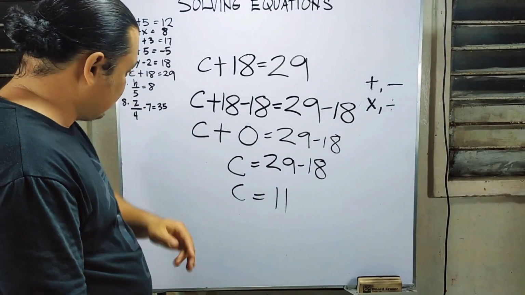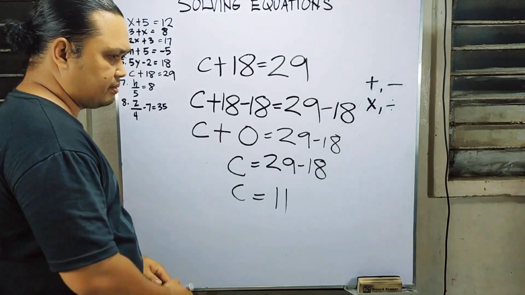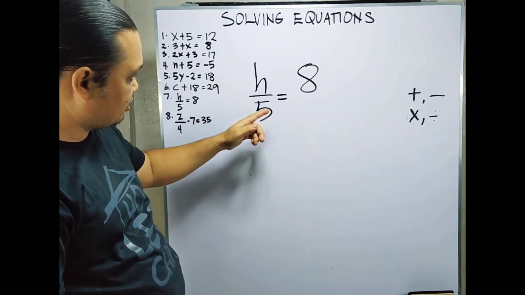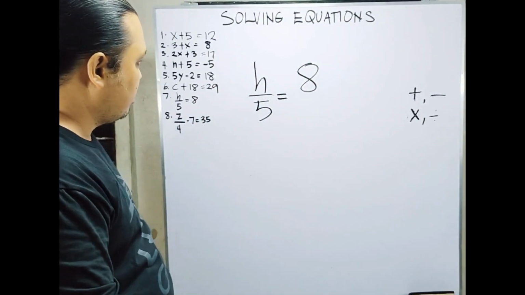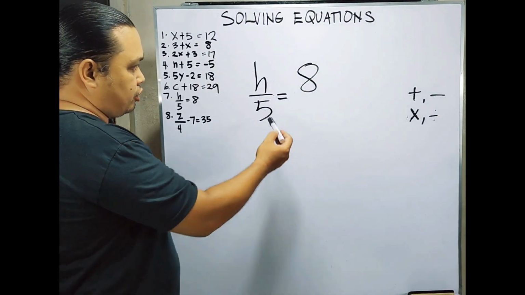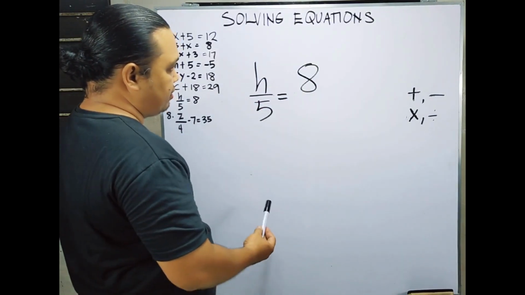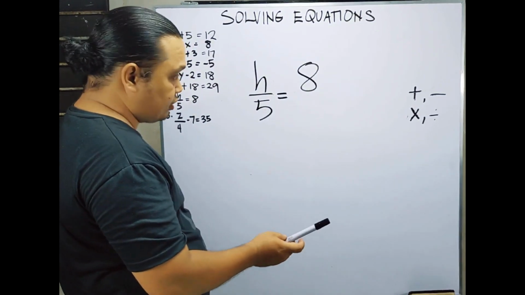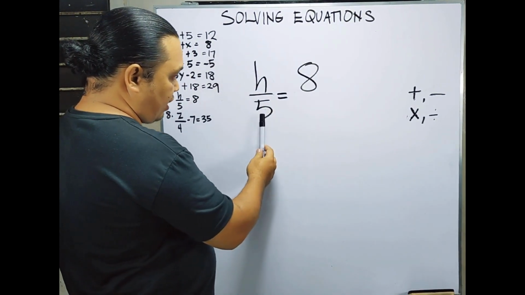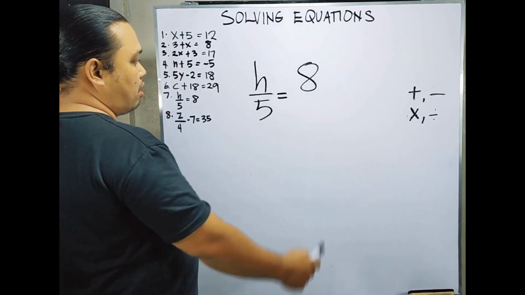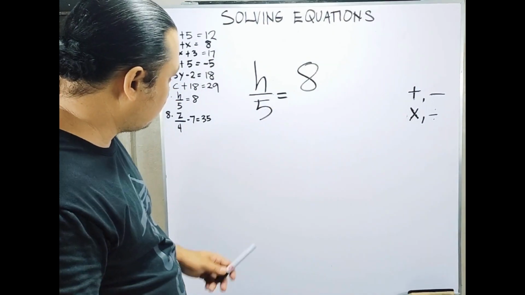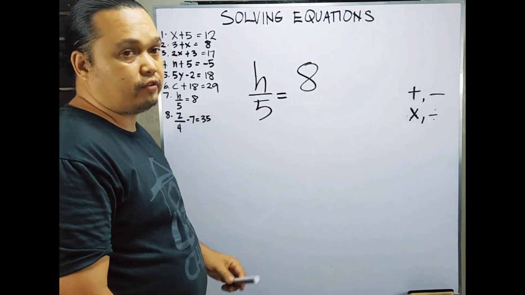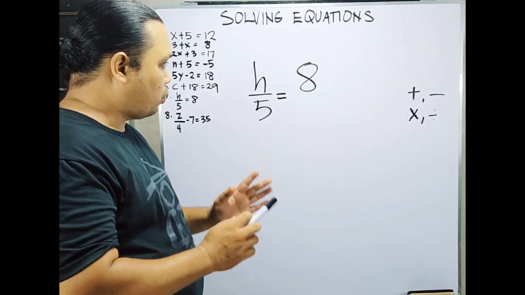Okay, now let's answer number 7. Okay, for number 7 we have here h over 5 is equal to 8. Okay, now h here is our variable, 5 is for our constant, and 8 is our answer. Now we are looking for h here. We want to solve for h. What's the value of h? Okay, so what do we need to do?